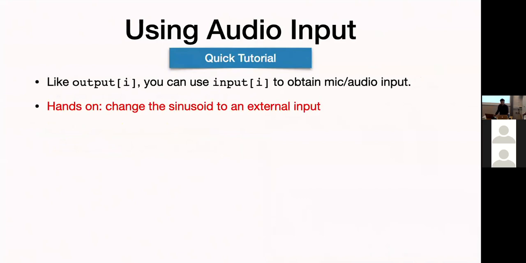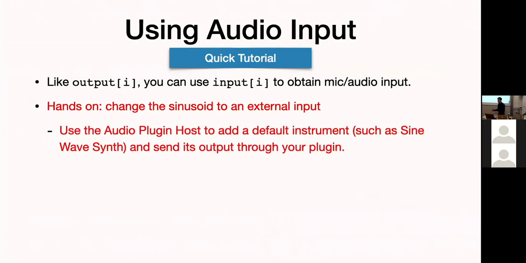And then in your plugin host, you can also add a default instrument. I will go through that in a minute, but you can add a sine wave synth there, which you can control with your keyboard, and then you can send that through your plugin, and then you can, for example, change the sinusoid to be gain times the input to have a gain slider and see that it works to your sinusoid synth.